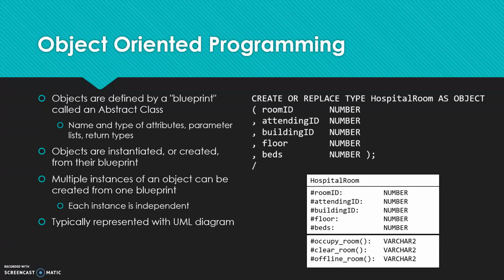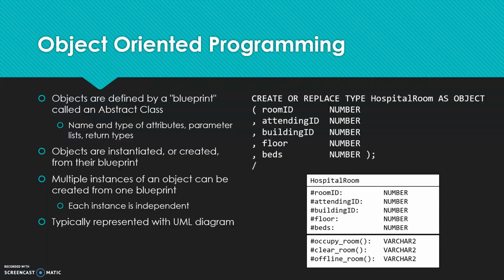In object-oriented programming, objects are defined by a blueprint called an abstract class. This class contains names and types of attributes, parameter lists, and return types. Objects are instantiated, or in other words, created from these blueprints. Multiple instances of an object can be created from one blueprint. Each instance is independent.